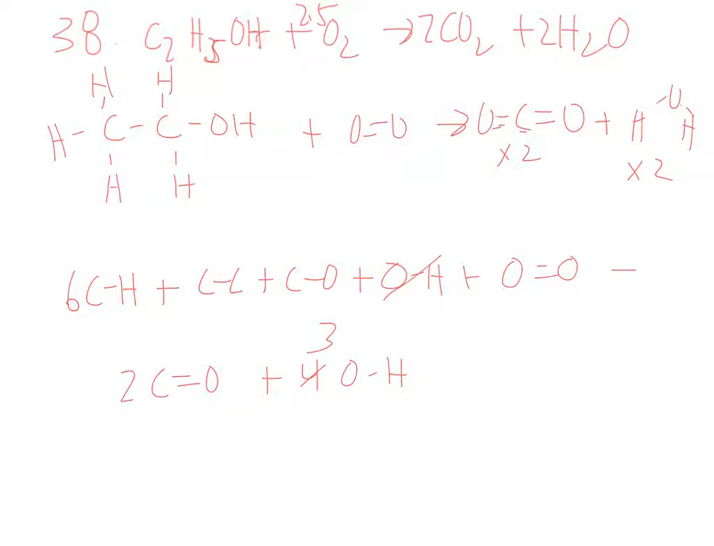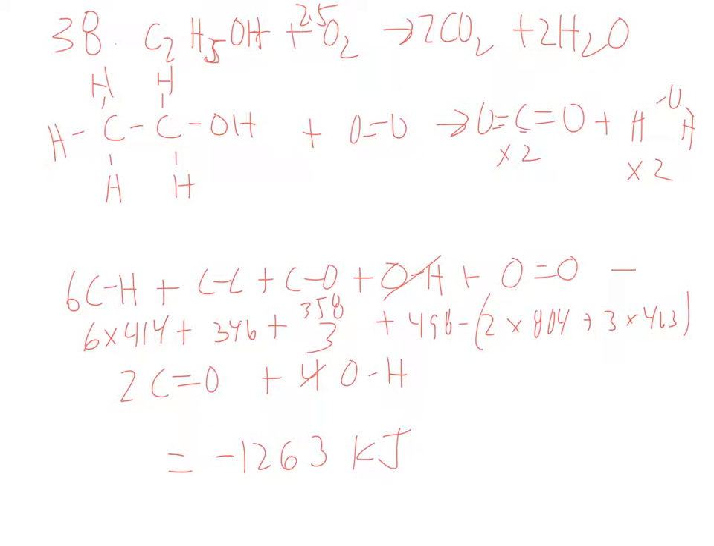And after looking at the values on the chart on page 11, figure 11, I came up with a net value of negative 1263 kilojoules. And I've gone ahead and written in the values that I looked up on page 11 if you're curious where I got my numbers from. So 6 times 414 plus 346 plus 358 plus 498 minus the sum of 2 times 804 plus 3 times 463. And again, I got a negative 1263 kilojoules.